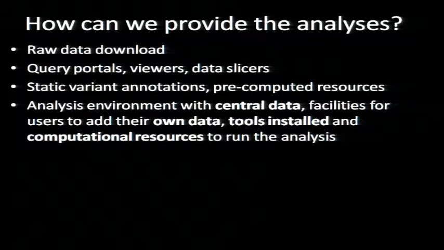I think that really is making an impact now. For example, the 1,000 Genomes data is now available through these data slicers from EBI and NCBI as well. I think that's a very good way to get the data to the users. Then there are static variant annotations, pre-computing your resources. Again, Steve talked about that.